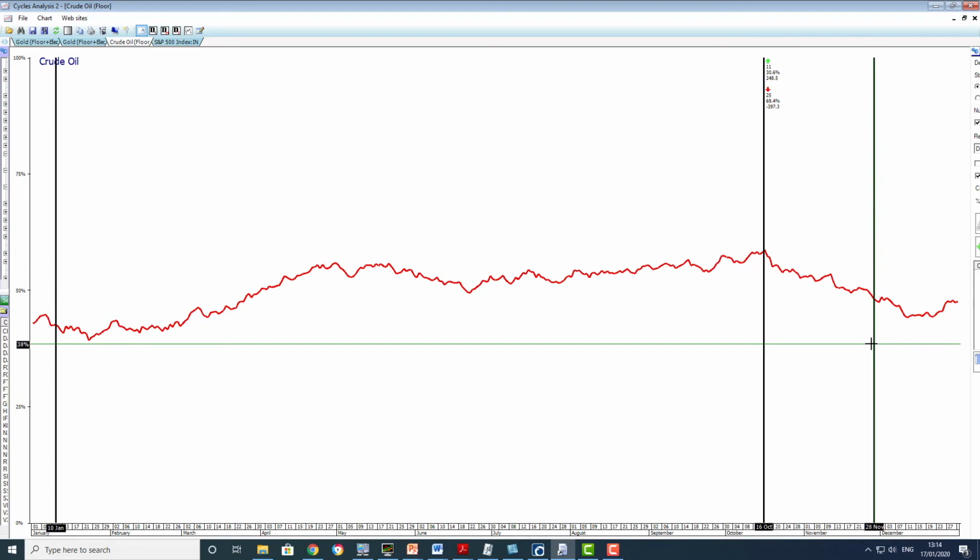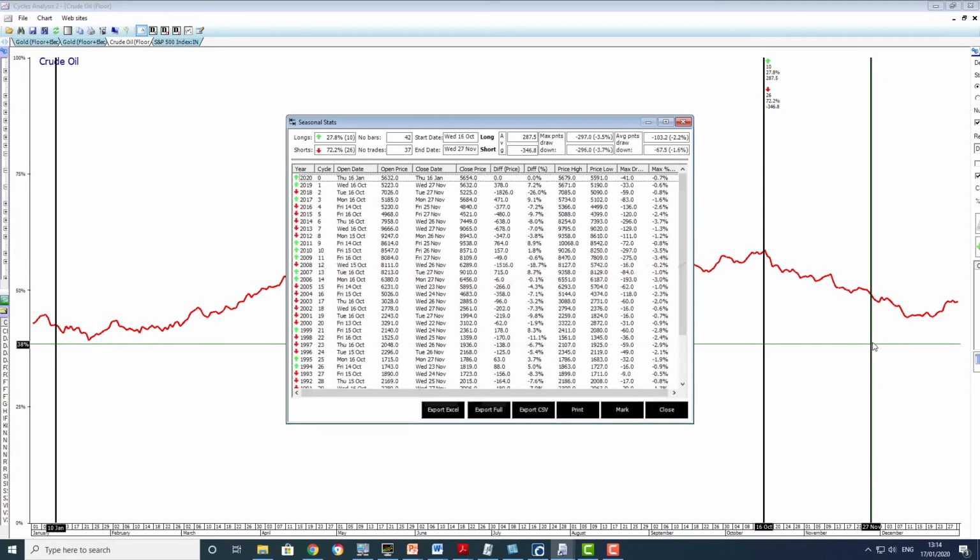If I move this back up here, take a look at this. The date from the 16th of October to the 27th of November actually gives us a 72.7% probability. So that's a stronger probability. Now, how do we use this information?